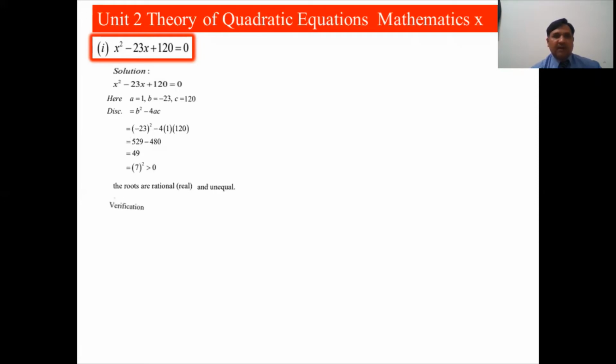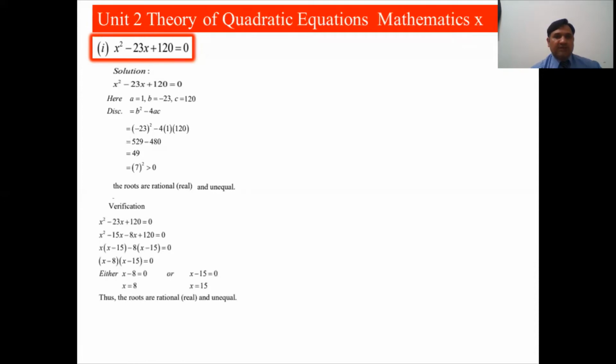So now we can verify these roots. We have to solve this equation and find the solution. By factorization, we can solve this equation. I'm skipping the detailed explanation of factorization, which we have discussed in our previous lectures. After factorization, we have x is equal to 8 and x is equal to 15. These are the two roots.